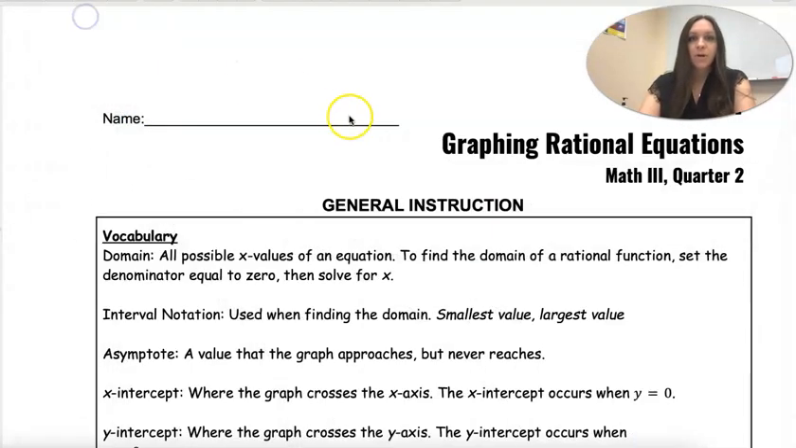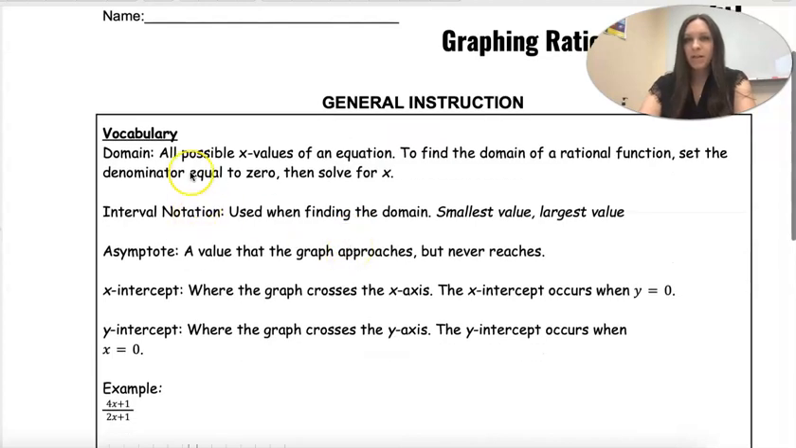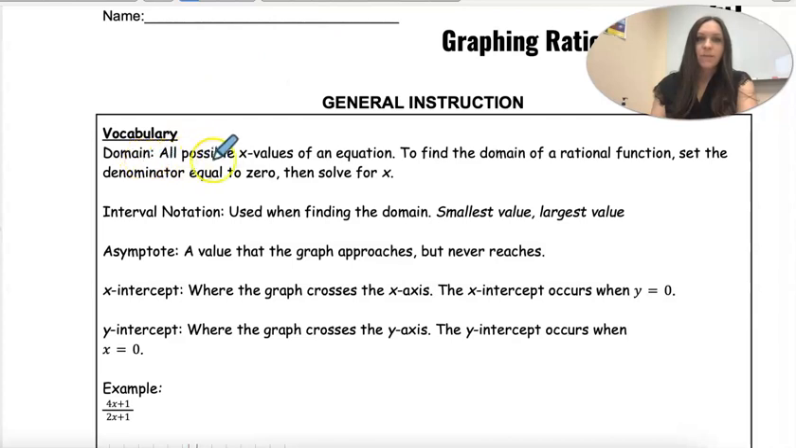Okay, so just some vocabulary. We're going to talk a lot about domain. That's all possible x values of an equation. And then interval notation is what we use when we write what the domain is. And you write a smallest value, comma, largest value.